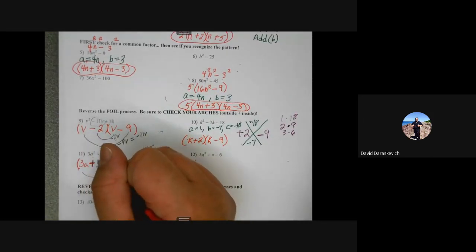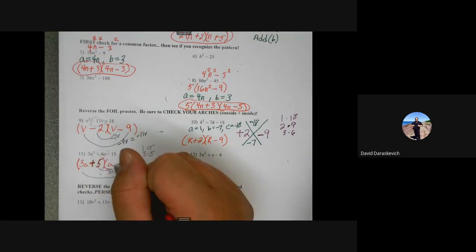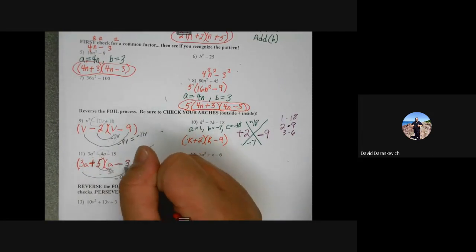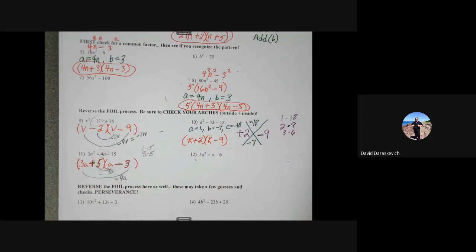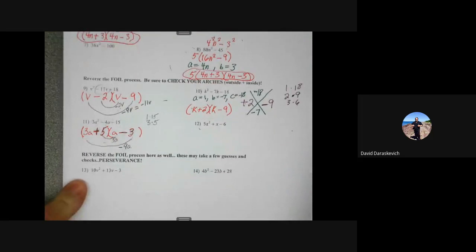3a plus 5a minus 3. There's the guess and check method. A lot of work. You've got to get lucky sometimes. It gets worse when we get into a situation like 13. Try to do the guess and check method on this.